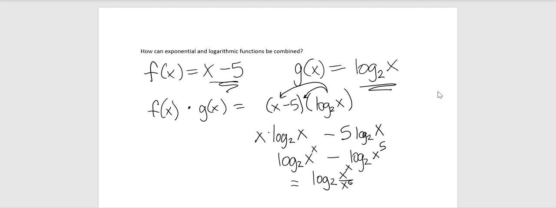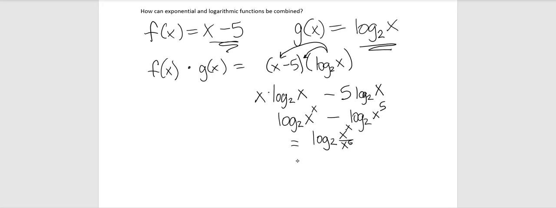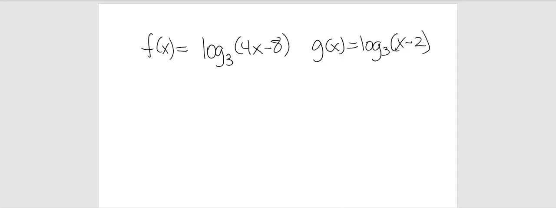Knowing the quotient property, we can take that one step further and say that the final answer for f of x times g of x is equal to log base 2 of, same base, keep the base, subtract the exponents, x minus 5. So that would be log base 2 of x to the x minus 5 power. Let's look at another example.